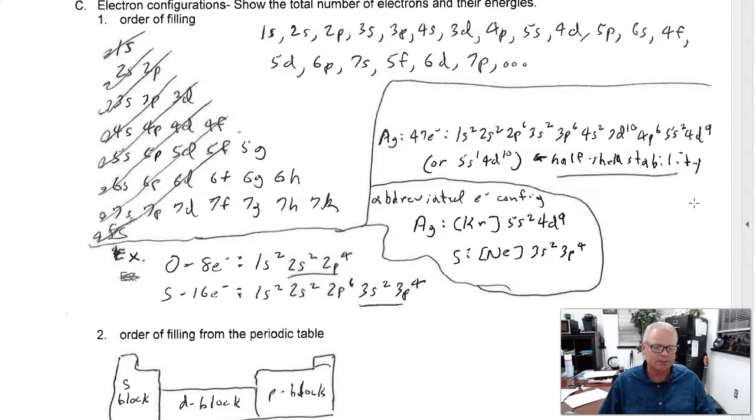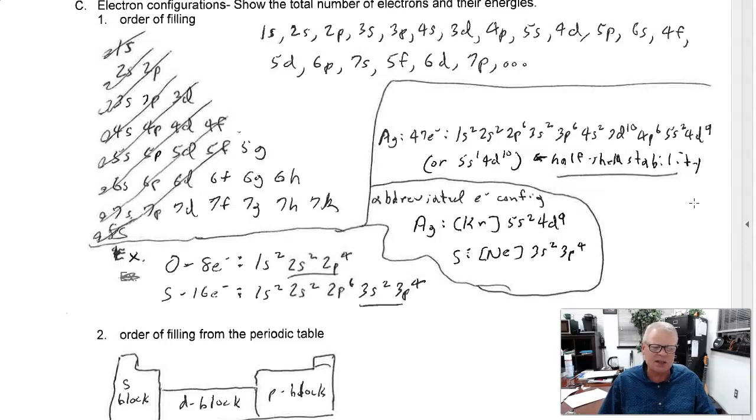For example, chromium. Chromium you would expect to end up like s2d4, or something like that. There's two in the outer s and four in the d. In reality, chromium is s1d5. That electron promotes to get a half-filled d and also a half-filled s.